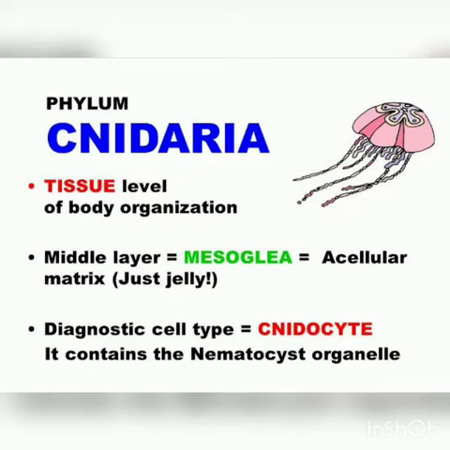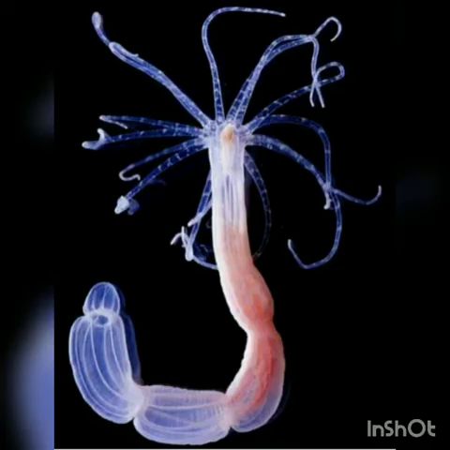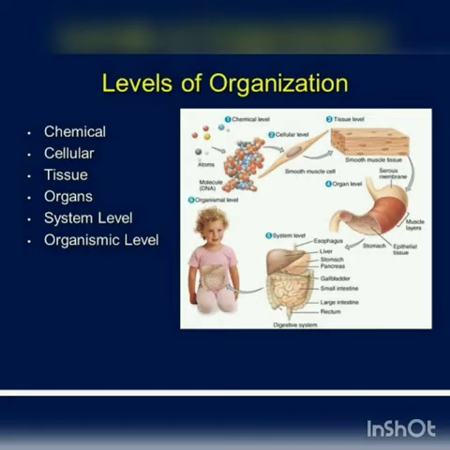And next is the tissue level of organization. Here a group of cells combine to form a tissue, and they perform a similar function. An example for this is Hydra. Organ level and organ system level of organization are found in higher invertebrates.